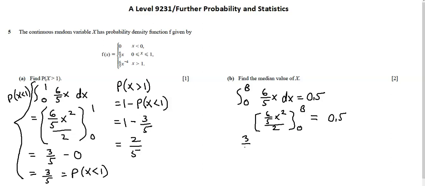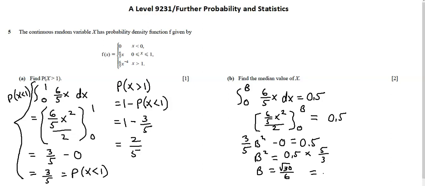My inputs give me 3 over 5 times b squared minus 0 equals 0.5. b squared equals 0.5 times 5 over 3. b ends up as the square root of 30 over 6, which in decimal form is 0.913. We're done with A and B. Let's go on to part C.